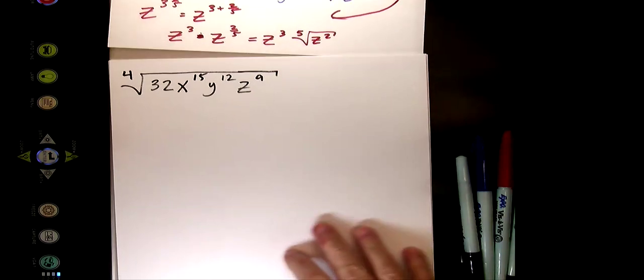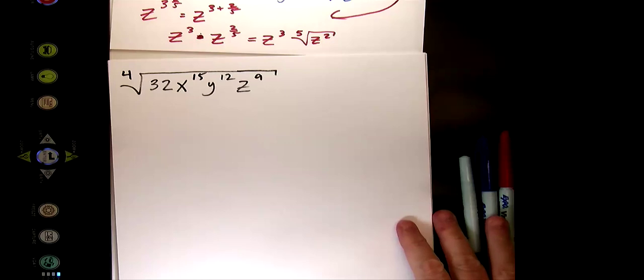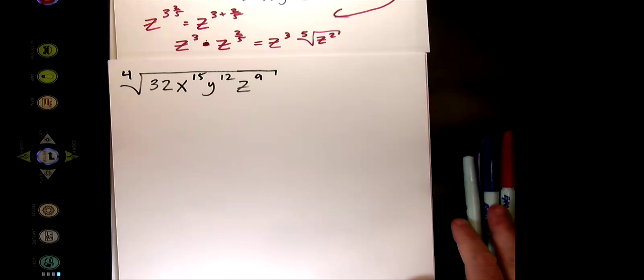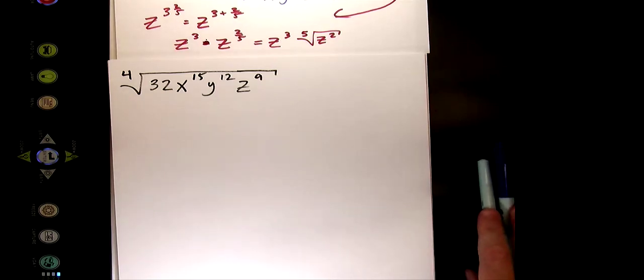PreCalc B is a little bit slower. This class slows down too, as soon as we get out of this review thing, we start doing more with each topic. This is stuff that you're presumed to know when you walked in, even if it's been a long time since you've seen it.